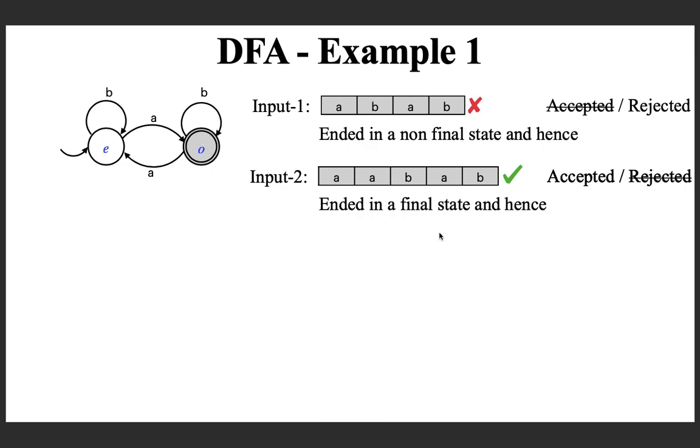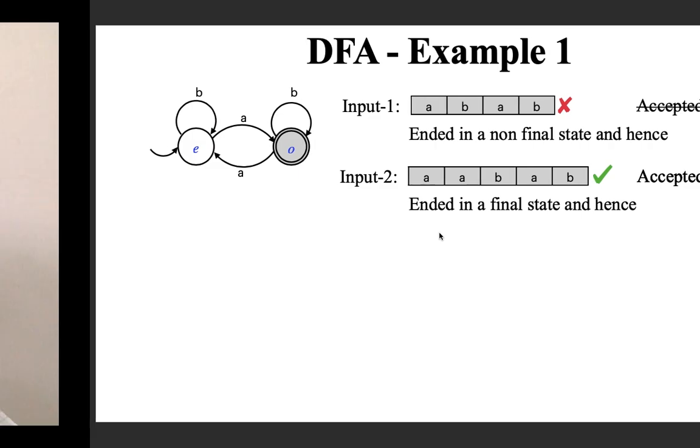So this is basically what our deterministic finite state automaton can do. It starts from the start state. Based on the current input symbol, it makes a move along the corresponding transition and it continues that until it finishes reading the input. If the input is finished in a final state, the input is accepted, otherwise it is rejected.